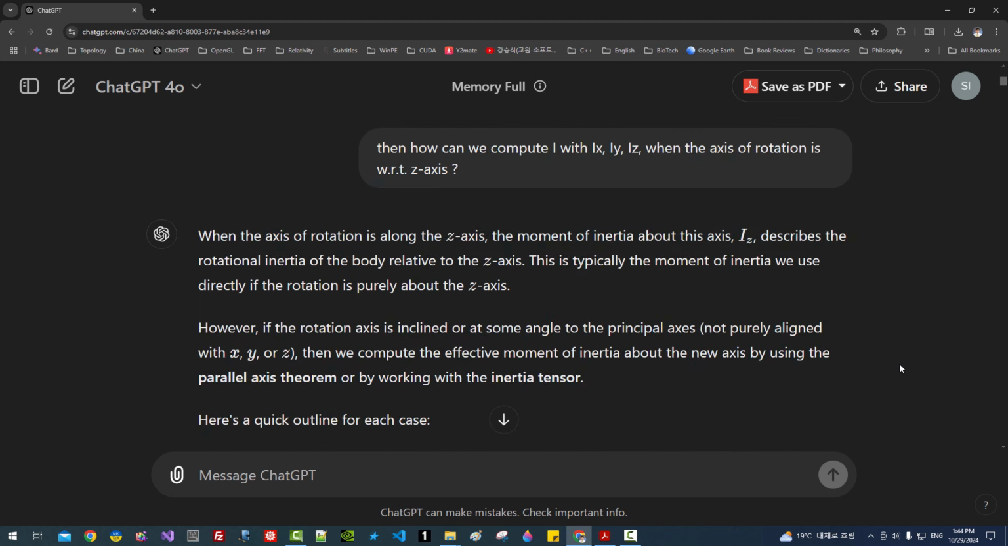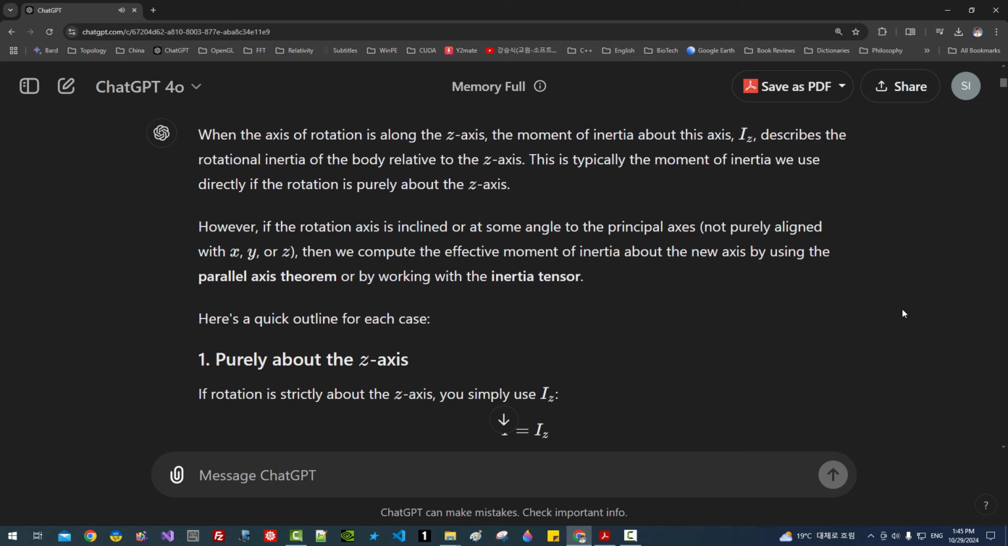Then, how can we compute I with Ix, Iy, Iz when the axis of rotation is the z-axis? When the axis of rotation is along the z-axis, the moment of inertia about this axis, Iz, describes the rotational inertia of the body relative to the z-axis. This is typically the moment of inertia we use directly if the rotation is purely about the z-axis. However, if the rotation axis is inclined or at some angle to the principal axes, not purely aligned with x, y, or z, then we compute the effective moment of inertia about the new axis by using the parallel axis theorem or by working with the inertia tensor.